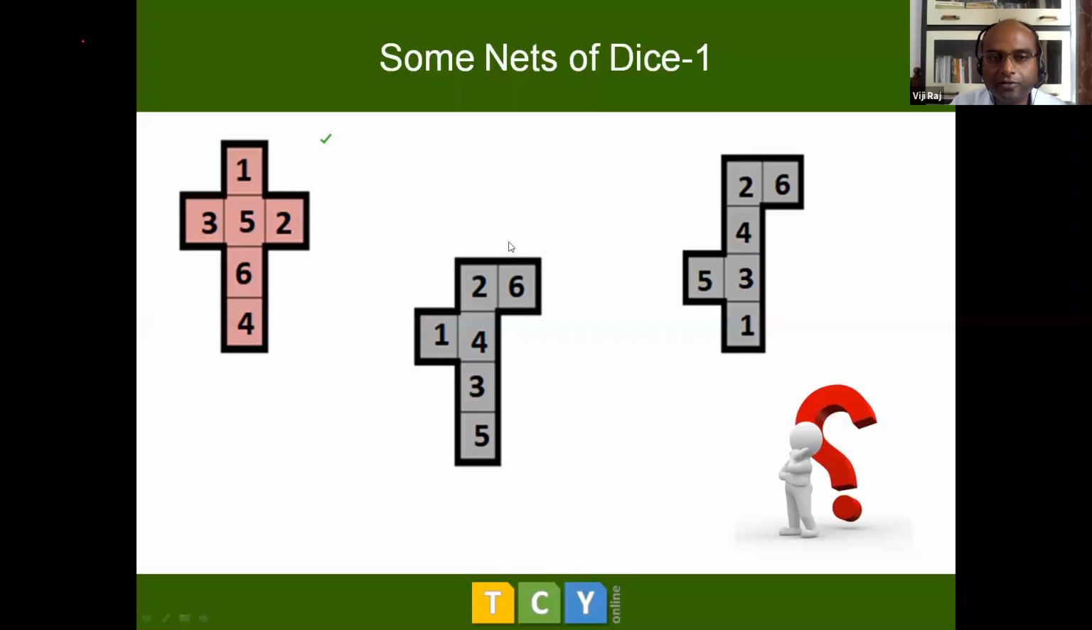We are moving on to this figure. Now, what is opposite to 2? 3. What is opposite to 1? 6. Anybody who couldn't understand? Sahaj, you couldn't get it?